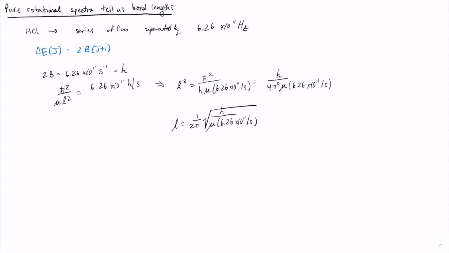And if you plug in HCl and this data here, what you get is 1.29 times 10 to the minus 10 meters, which is equal to 129 picometers. All right, so this is pretty cool, right? This means that just by looking at the rotational spectrum of a diatomic molecule, we can basically directly compute the bond length. Just by looking at the spacing between different peaks in a rotational spectrum, we can figure out what the bond length is. So this is for a pure rotational spectrum.